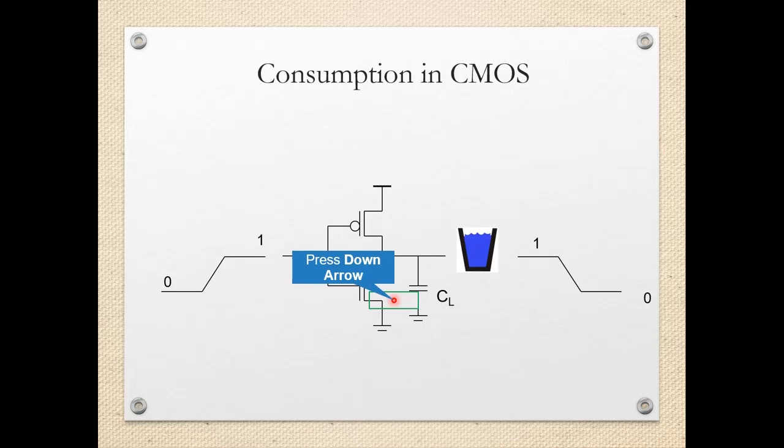Because of this on condition of the N MOSFET, just watch what happens. The charge which was stored across this CL capacitor will now get a discharge path through this N MOSFET and then it will be grounded. During this particular transition there is no connection with VDD, so no power will be consumed from the supply or source.